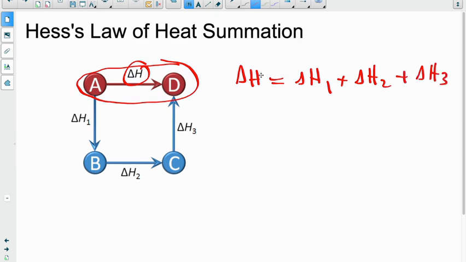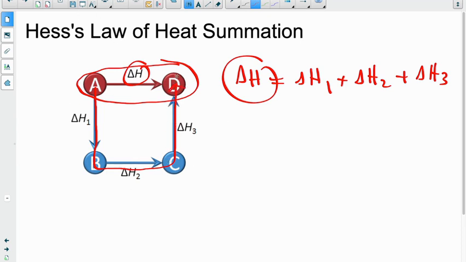Which means that the sum of the enthalpy changes of those simpler reactions will equal the enthalpy change for my target equation. Now, this is only true if these arrows follow nicely, or if all of these equations add up to give you your overall equation. In this case, I can't go from A to D directly, but I can go from A to B, B to C, and then C to D.